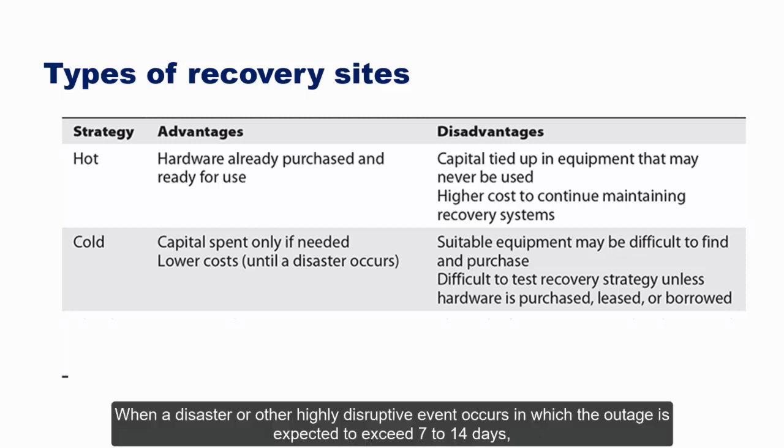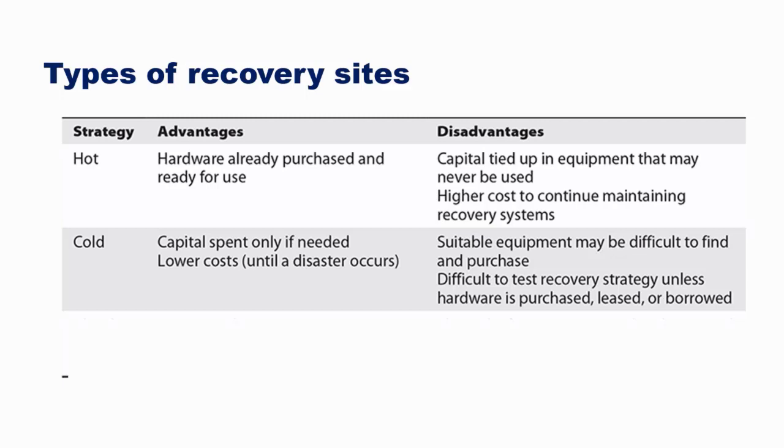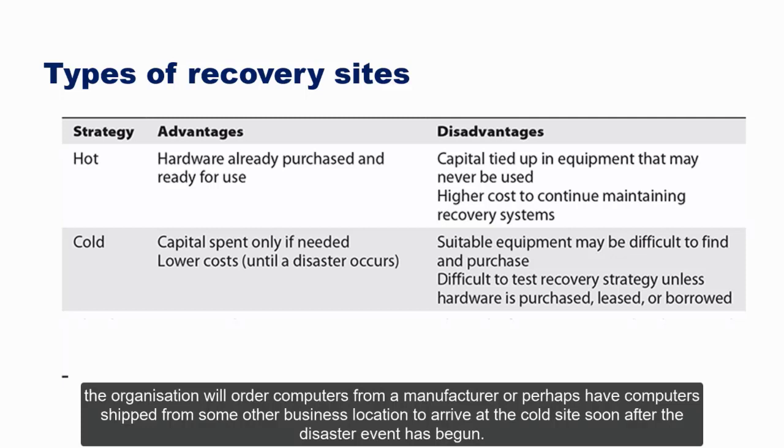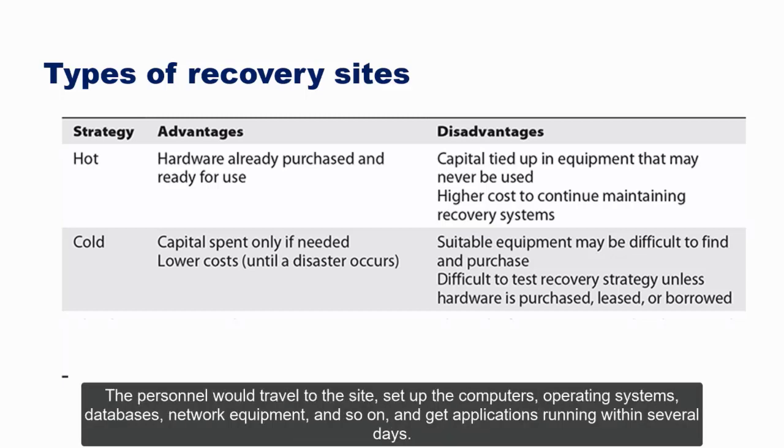When a disaster or other highly disruptive event occurs in which the outage is expected to exceed 7 to 14 days, the organization will order computers from a manufacturer, or perhaps have computers shipped from some other business location, to arrive at the cold site soon after the disaster event has begun. The personnel would travel to the site, set up the computers, operating systems, databases, network equipment, and so on, and get applications running within several days.